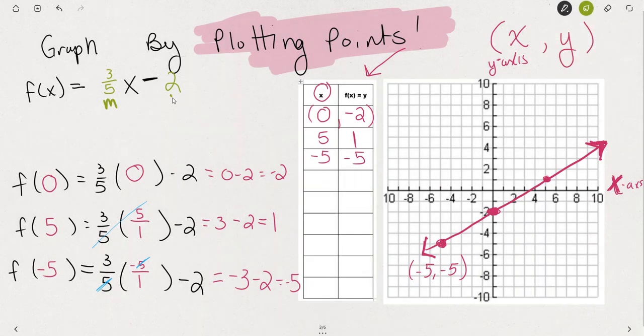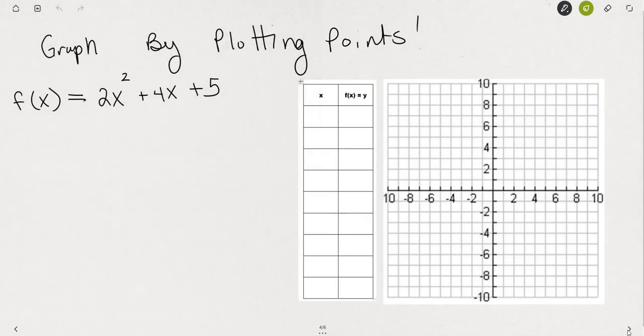We have an M and a B, where B is the y-intercept. So if you recall, you start on the y-axis at -2, and then a slope of 3 over 5, or an M of 3 over 5, means that from this point I move up 3 and right 5, and you see that I'd end on this point. And notice that if I were to connect those 2 points, I'd get the same line. So you are welcome to use the slope-intercept method of graphing. Don't feel that you must do the plotting points.